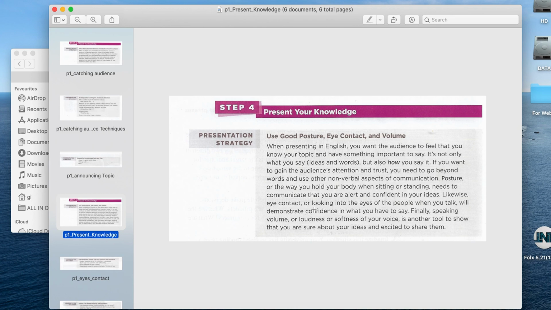Likewise, eye contact, or looking into the eyes of the people when you talk, will demonstrate confidence in what you have to say. Excellent. Finally, your eyes talk. Finally, speaking volume. Okay, the voice. Finally, speaking volume or loudness, like speaking loud. Loudness or softness.